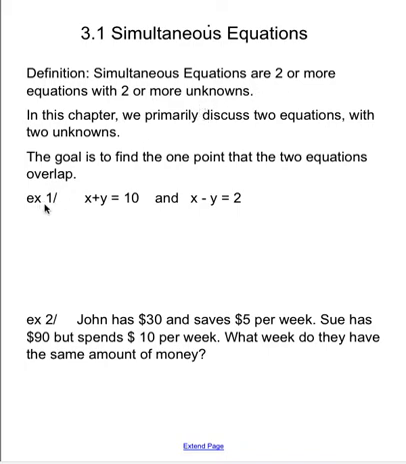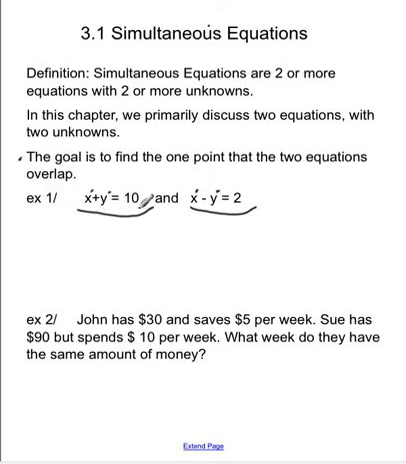An example would be looking down here at x plus y equals 10. X plus y equals 10 is one equation, but it has two unknowns, an x and a y. This is another equation, our second equation, and we still have two unknowns, x and y. And while each one of those equations has its own relationship between x and y, the goal of solving simultaneous equations is to find the one point that the two equations overlap.